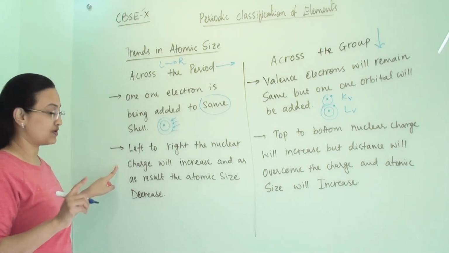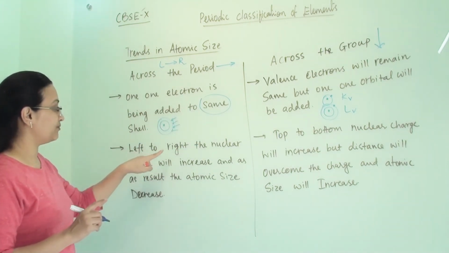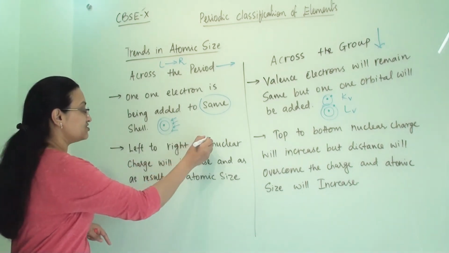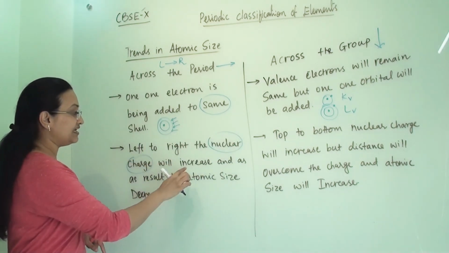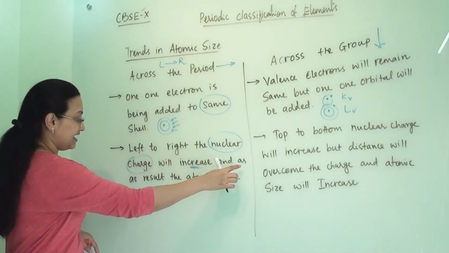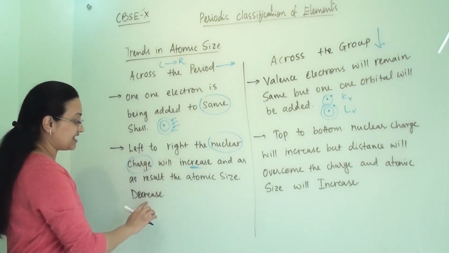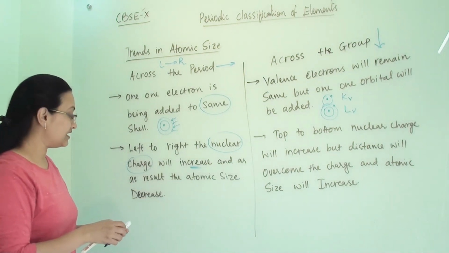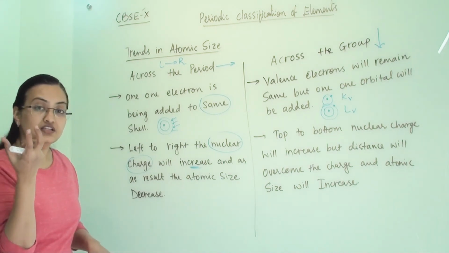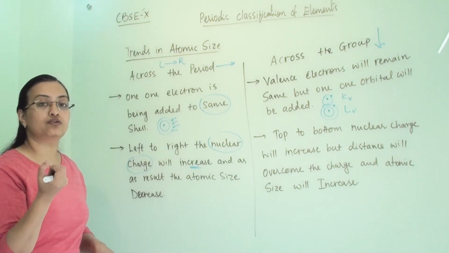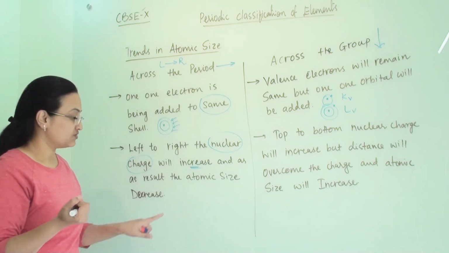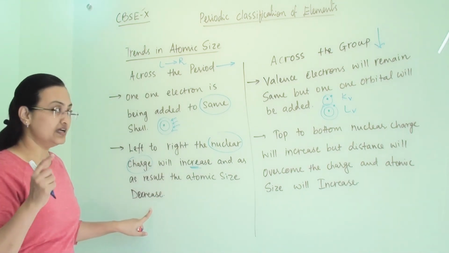Now what will happen to atomic size? As we are going from left to right, the nuclear charge will increase, and as a result the atomic size will decrease. Now why will it happen like that? Because the nuclear charge will pull electrons towards the nucleus. So that's why atomic size will decrease.